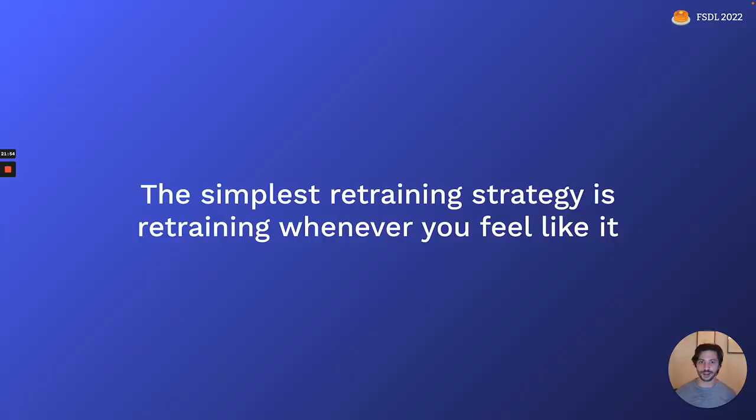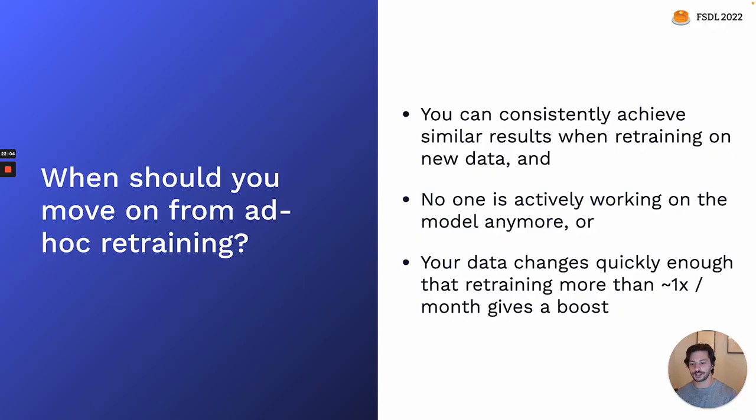In the real world today, for most of us, our job doesn't really feel like this at a high level, because for most of us, our retraining strategy is just retraining models whenever we feel like it. And that's not actually as bad as it seems. You can get really good results from ad hoc retraining. But when you start to get really consistent results when you retrain models and you're not really working on the model day to day anymore, then it's worth starting to add some automation.